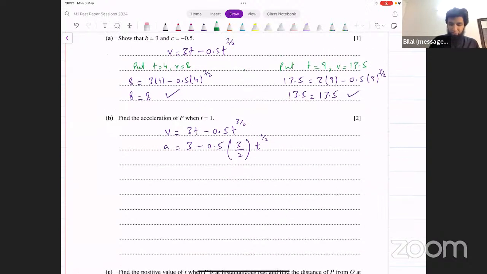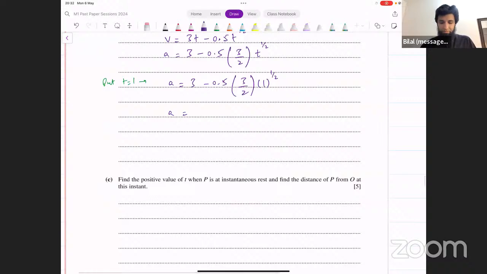Now you put t equals 1. Let's input t equals 1 here. What do we get from this? A equals 3 minus 0.5 into 3 over 2 times 1 raised to the power 1 over 2. Can somebody tell me what this value is? I don't have my calculator with me right now. What's this acceleration value? Quickly, Abdullah, you were the one who asked this. What do we get from this? So just give me a second. 2.25, right? This will be 0.75 and that should give you 2.25.